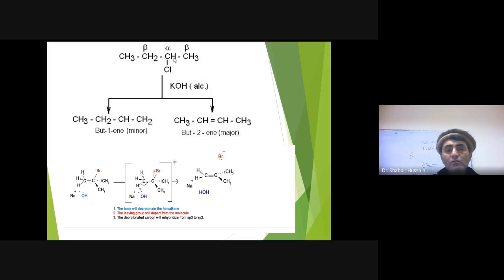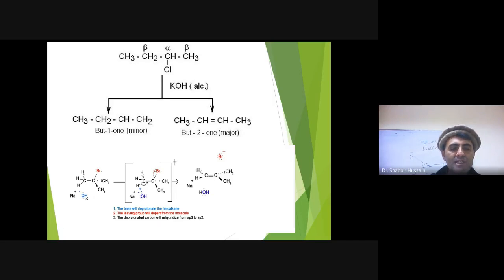Now, how does this elimination take place? Suppose we use alcoholic potassium hydroxide. Sometimes we use sodium hydroxide. Suppose this is an alkyl halide, this is alpha carbon and this is beta carbon. Initially, the base abstracts a proton from beta carbon, right? As a result, a carbanion forms at this stage, and this carbanion attacks this bromine, leading to the formation of this olefin. HBr is eliminated from here, and through this the olefin is formed.